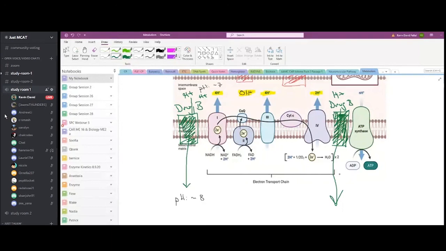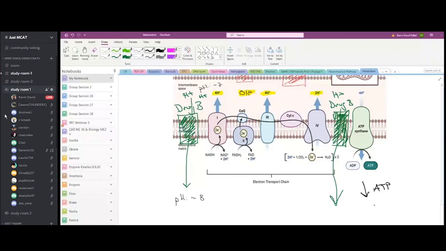So now let's think about this. What would happen if the hydrogen comes down its concentration gradient too soon? What would happen to your ATP? Would it go up or down? Down. Yeah, I mean, that's obvious. Duh, Kevin. It's not interacting with ATP synthase. Cool.